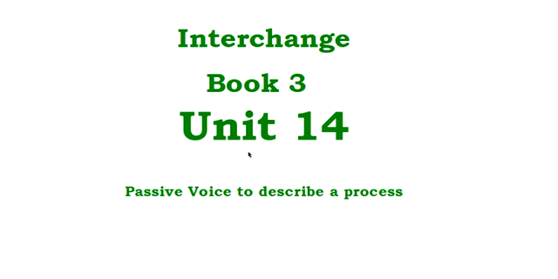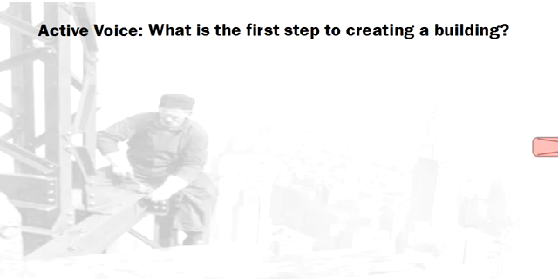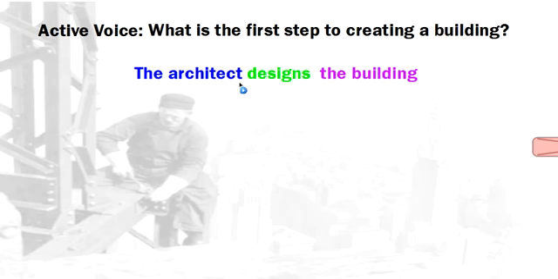And today we are talking about the passive voice, and specifically the passive voice to describe a process. Alright, so let's get started. So, in the active voice, what is the first step to creating a building? Right? The process of creating a building, what's the first thing that we do? Well, the architect designs the building, right?